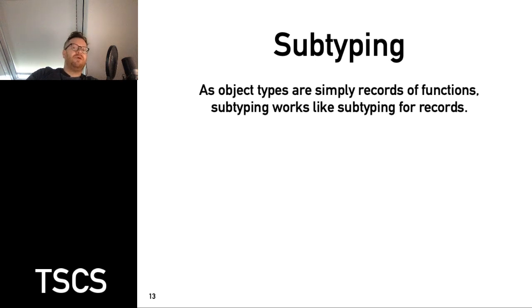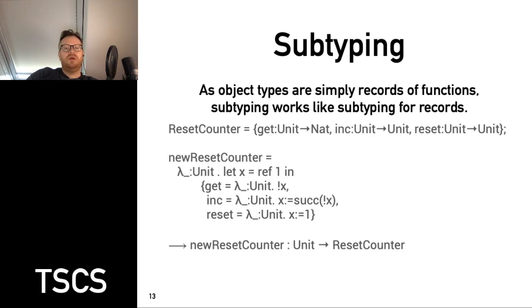Subtyping. So now we've seen object types, simple records of functions, and we can use subtyping of records as the subtyping for objects, for object types. So let's define a new counter type called reset counter that has the get and the inc, but also now has a function called reset in the record. And you can define a constructor, or an object generator, the same way as this.